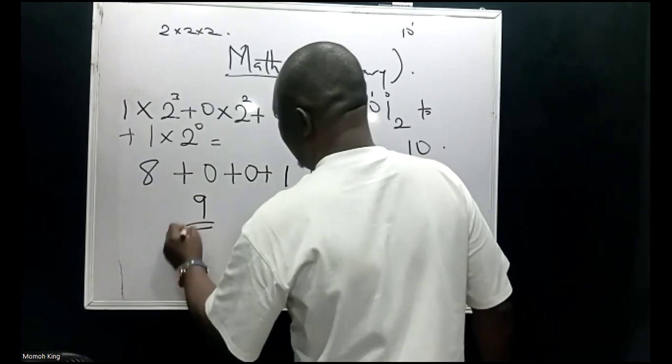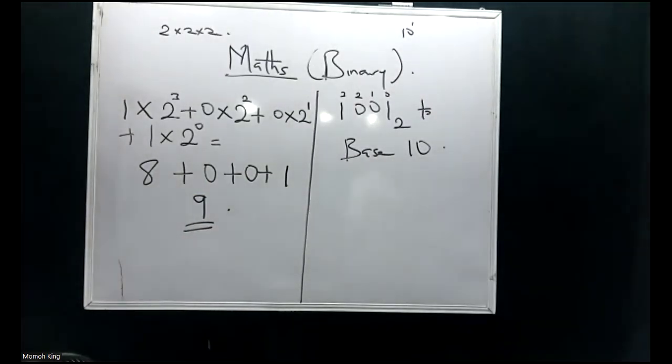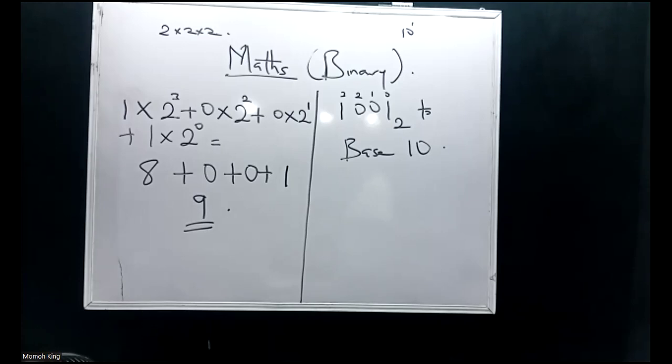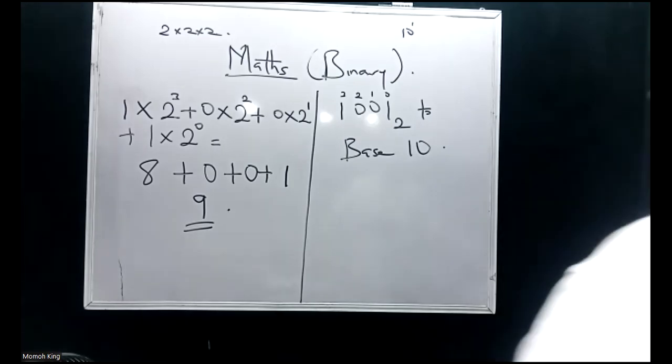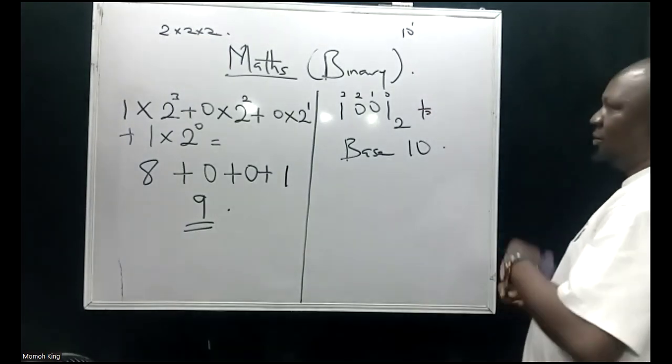9. Who got 9 there? Good. Adeyemo got 9. Leah got 9. Somebody got 4. I saw 4. All right. Hope you understood. Now, quickly, let's write so that we can go to the next conversion.